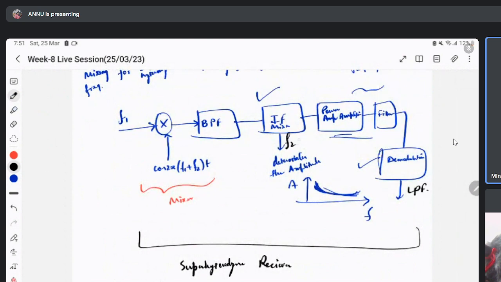And that is the local oscillator frequency. What is that IF frequency? 455 kilohertz in case of AM. And this is 455. And for the frequency modulation, you'll have a different IF frequency according to the spectrum range.